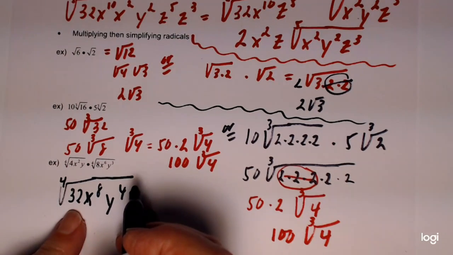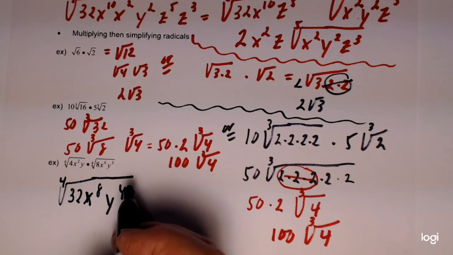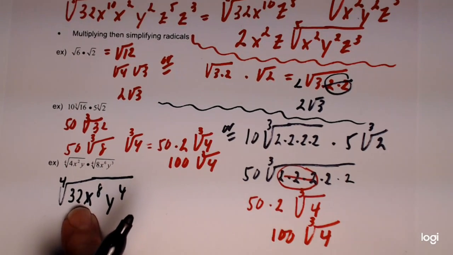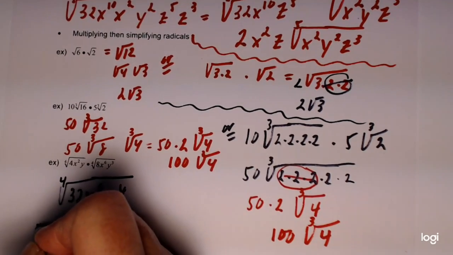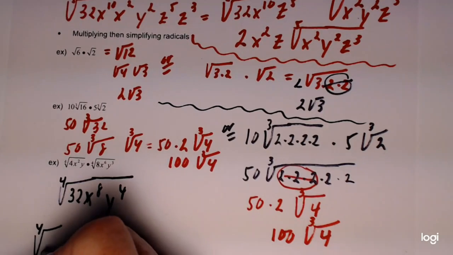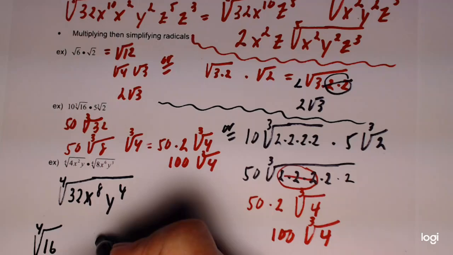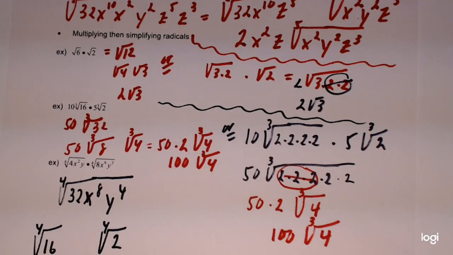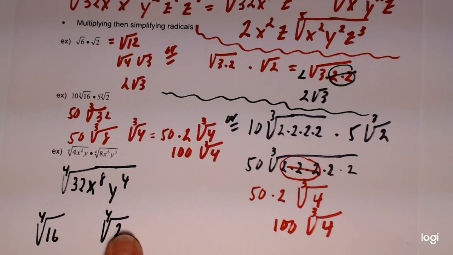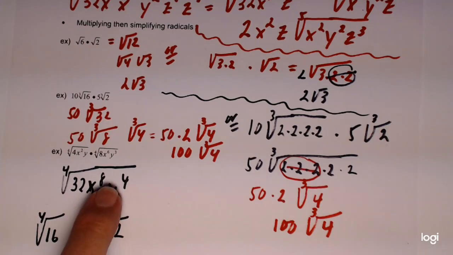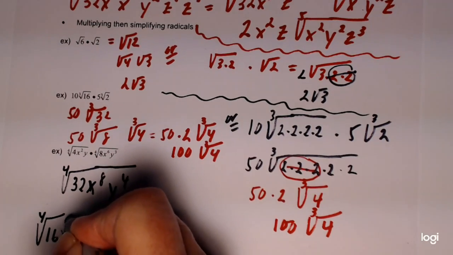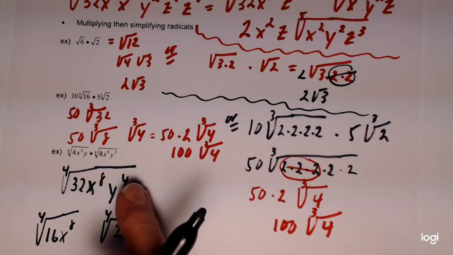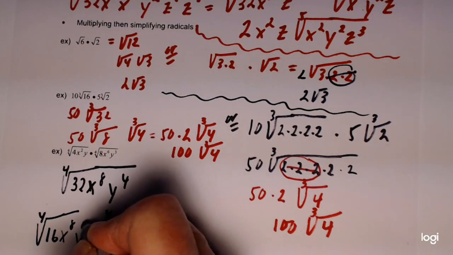32 factors, 16 times 2. And again, you can always do your prime factors here to figure out how you could simplify this. But these are ones hopefully you're starting to recognize. So 16, and then over here we have our 2. 16 times 2 is our 32. Now x to the 8, we're going to divide by 4. 8 divided by 4, yep, we can do that. So that goes here, and then y to the 4. 4 divided by 4, we can do that.